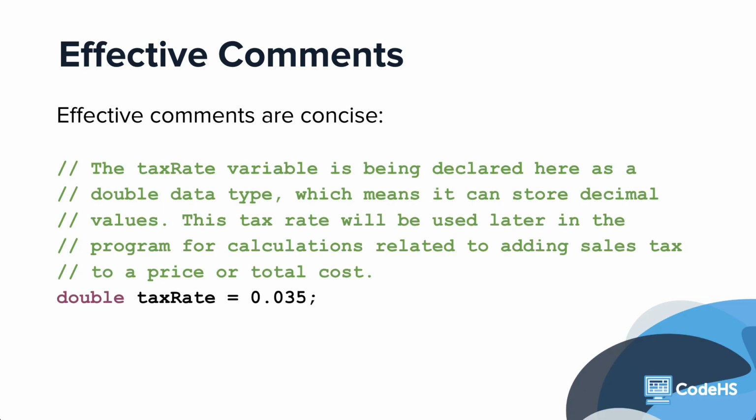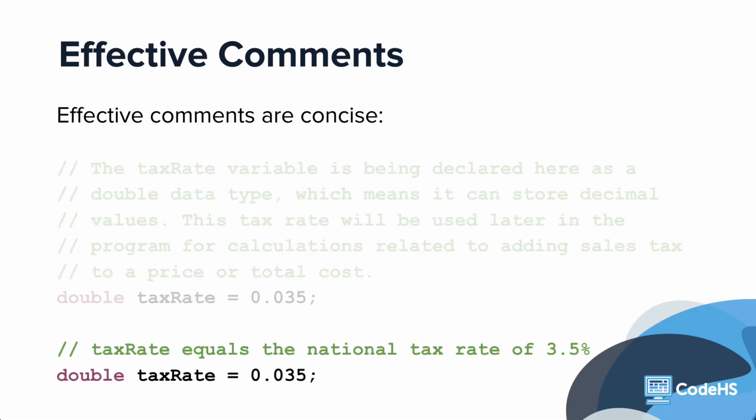For example, effective comments are concise. The first comment here is way too long and not terribly insightful. In contrast, here is a concise comment that provides just enough insight to understand the line of code.